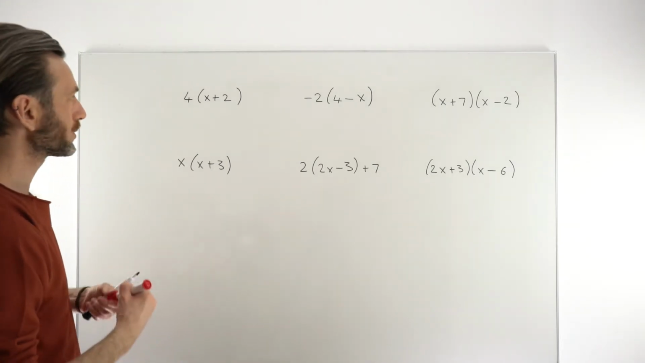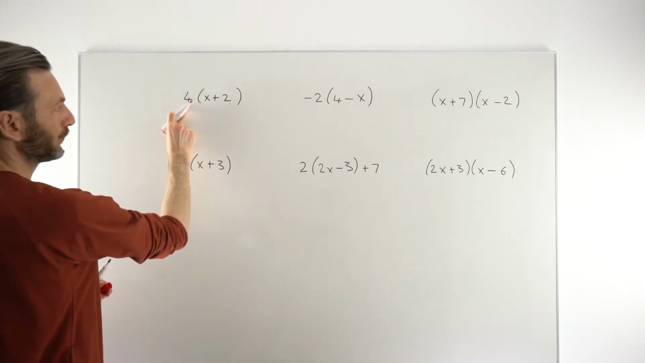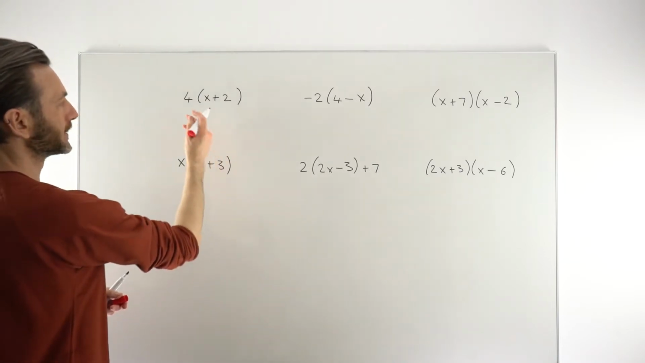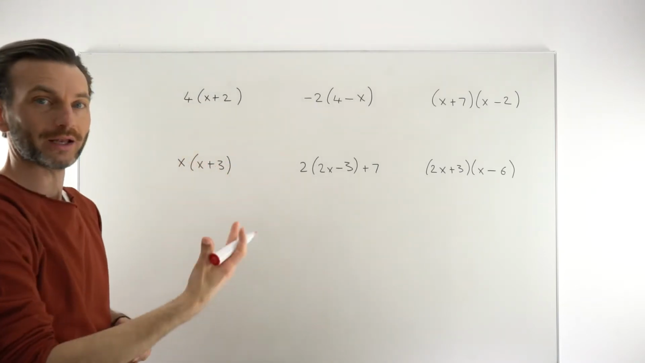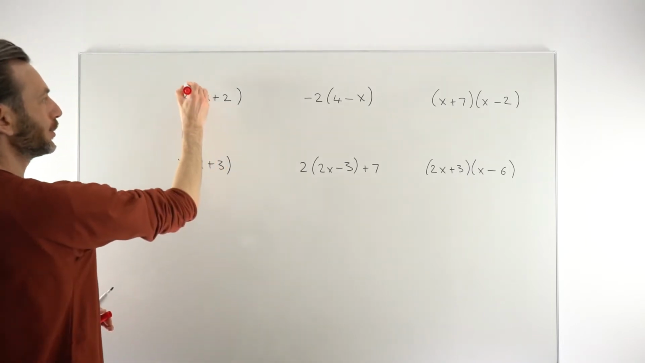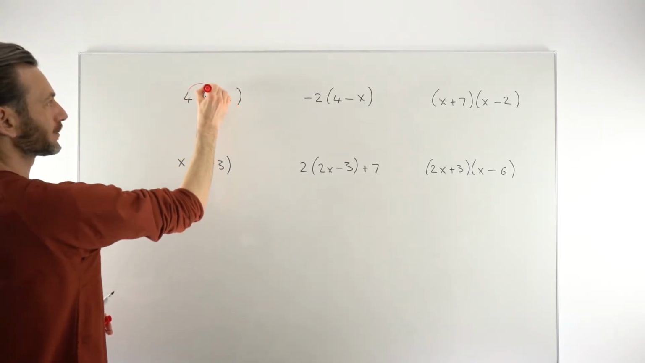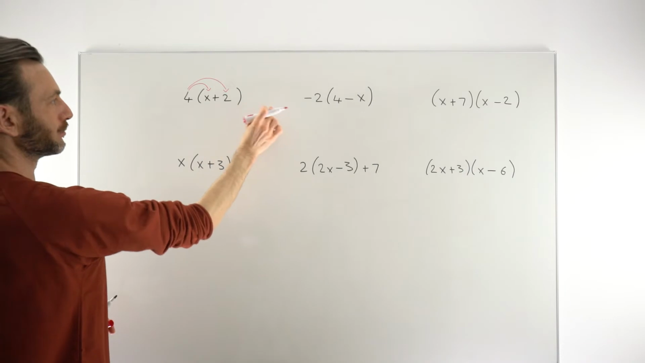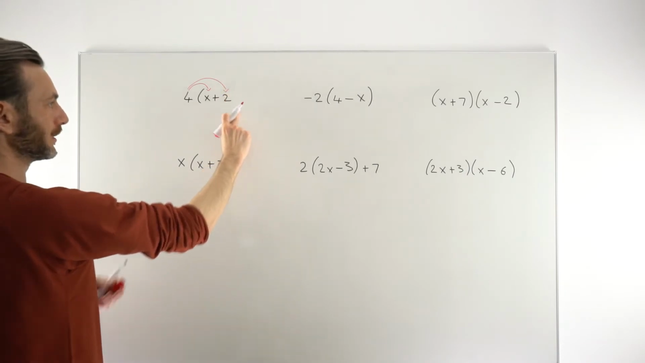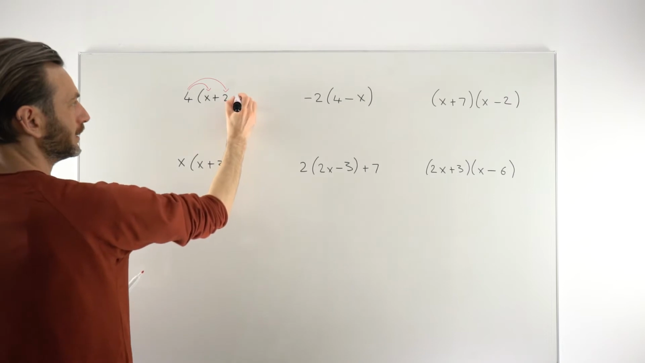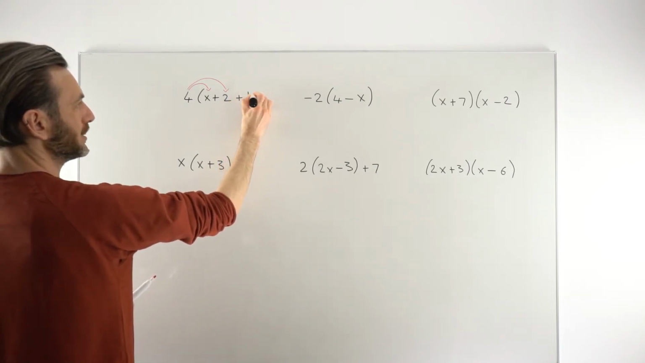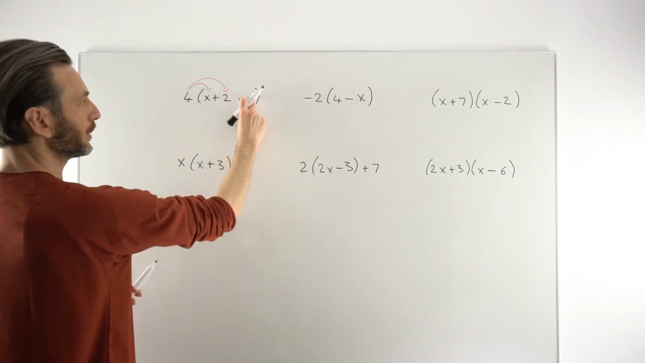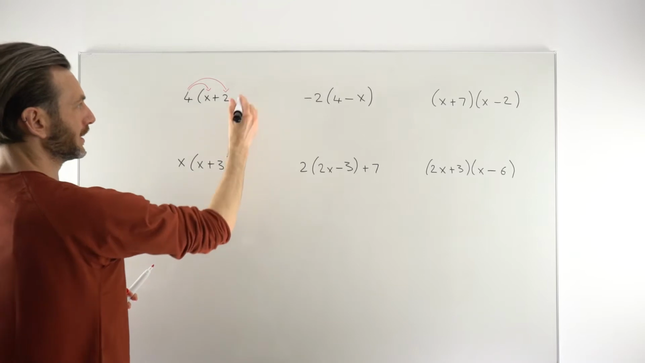If you've never done this before, then it basically works like this. 4 sitting in front of a bracket means 4 times that bracket. And when we remove the bracket by multiplying out, expanding the bracket, we just multiply the 4 to the x, and we also multiply the 4 to the 2. If the bracket had more terms in it, like say a plus b or an a or some other variable, then we would just multiply the 4 to that term as well. So you multiply the number outside to everything that's inside.